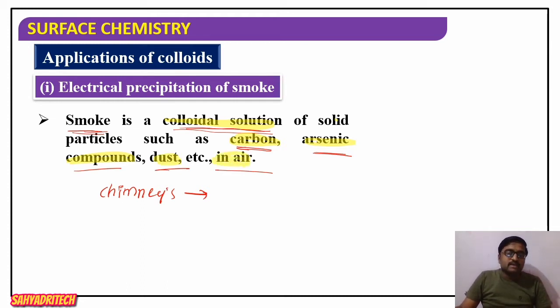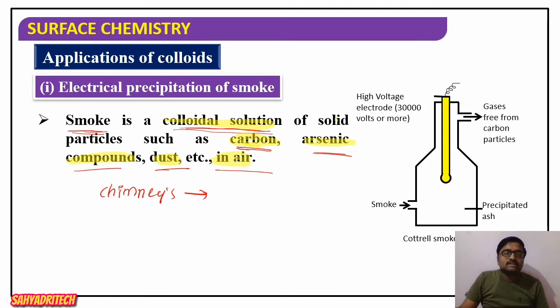Now, if these colloidal particles are exposed to the atmosphere directly, what happens? They are charged, so they are going to damage living cells, all types of living cells, both animal as well as plant cells. They have a hazardous effect on living organisms. To avoid that, since these charged particles like carbon, arsenic compounds, and dust are colloidal in nature, we have to coagulate them so that they are not allowed to mix with the atmospheric air. So how is it done?